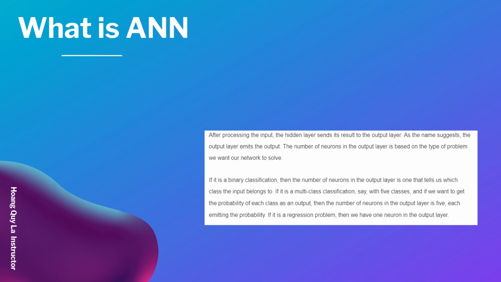So if it is a multi-class classification, say with 5 classes, and if we want to get the probability of each class as an output, then the number of neurons in the output layer is 5. Each is emitting the probability. If it is a regression problem, then we have one neuron in the output layer.